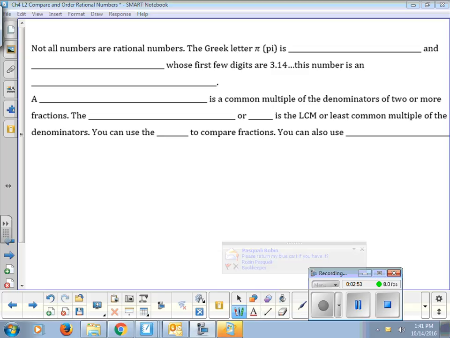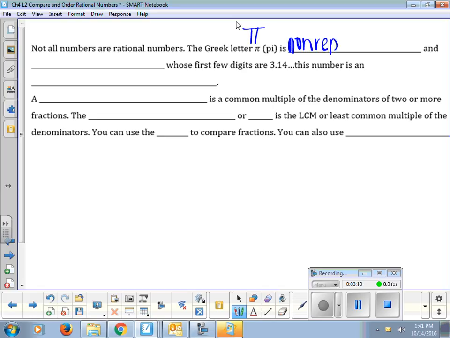Okay, so moving on in our notes, not all numbers are rational numbers. The Greek letter pi, it looks like this, is non-repeating and non-terminating. So it doesn't repeat and it doesn't stop, which means the numbers keep going on and on and on. And this is what we call an irrational number.